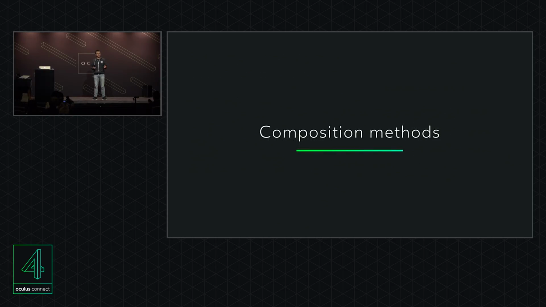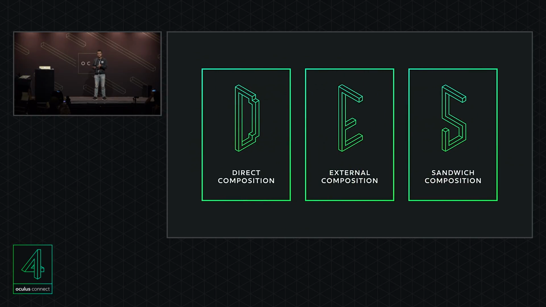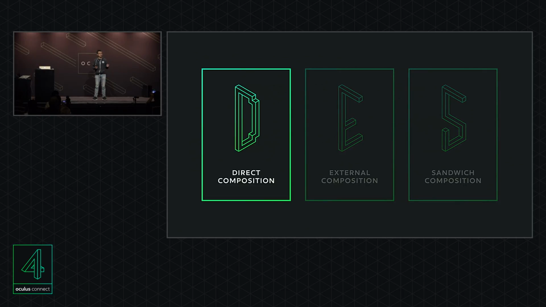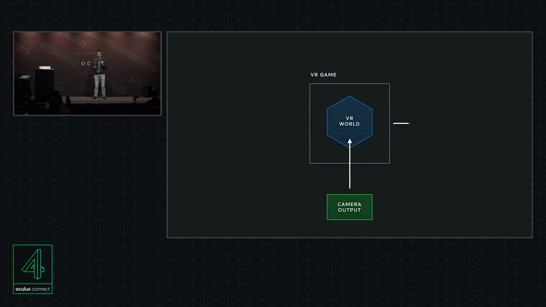Let's talk about the different composition modes. We support 3 different composition modes: the direct composition, the external composition, and the sandwich composition. Firstly, let's take a look at the direct composition. Conceptually, the direct composition is very simple. It takes the camera frame and places it inside the VR world directly.